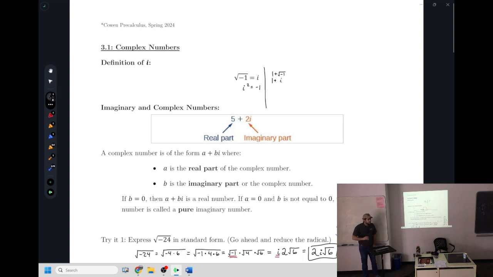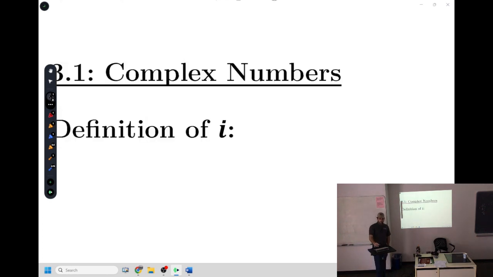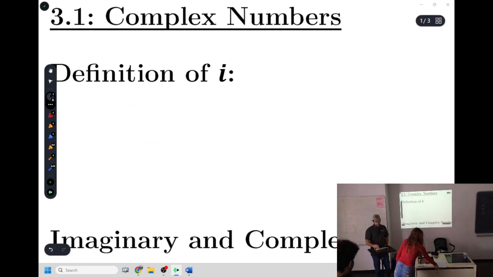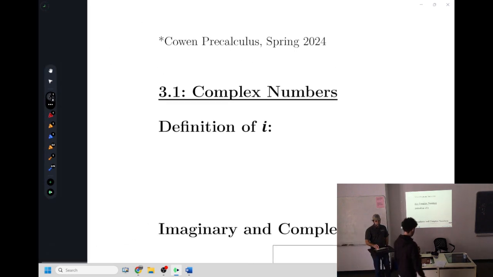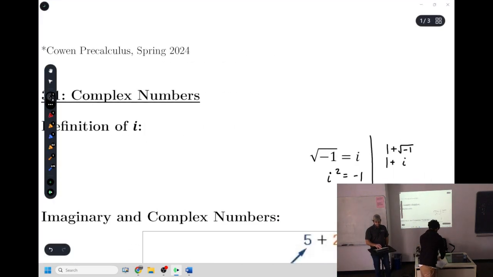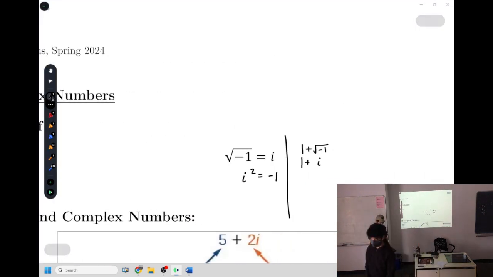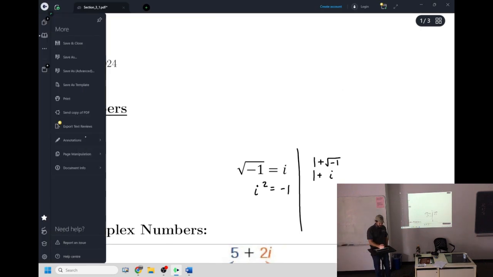Complex numbers. So today's going to be a little complex. Oh no, don't look. Don't cheat. Don't cheat.